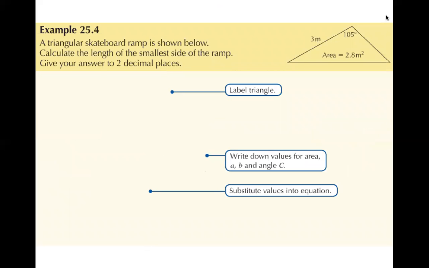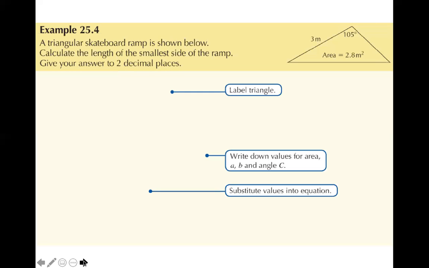So in this question here, we've got something similar. I've got an angle. I've got one side. I've been given the area. Now I've got to find the other side. Calculate the length of the smallest side of the ramp. So you've got ramp up, ramp down there. It's the one where you ramp down if you go up the other way. And then give your answer to 2 decimal places.